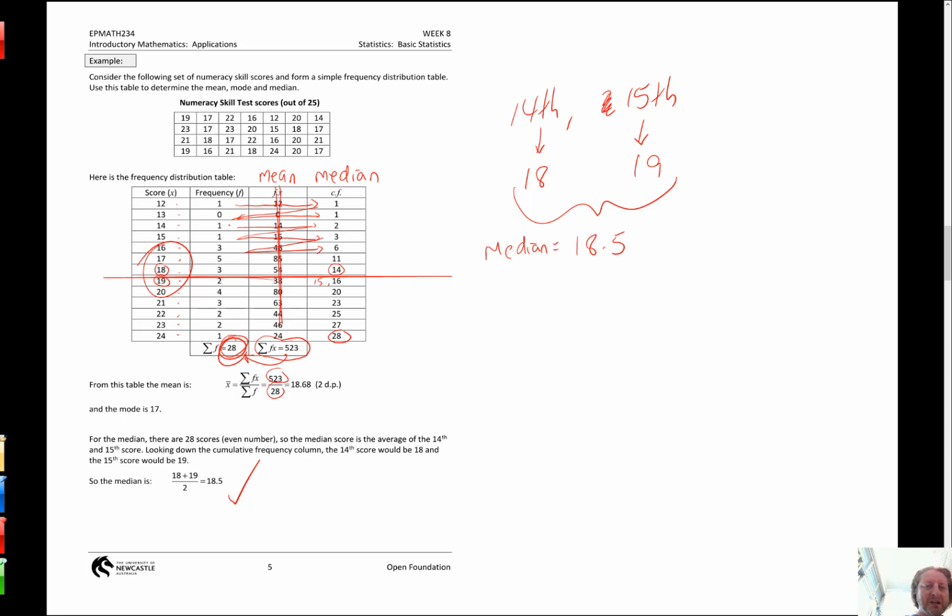And the only other thing to answer is what's the mode? Well, what's the highest number that happened in the frequency column? 5. What score happened 5 times? 17 did. 17 happened more than anything else. That's us. Mode, mean, median, frequency columns, fx column, CF column.